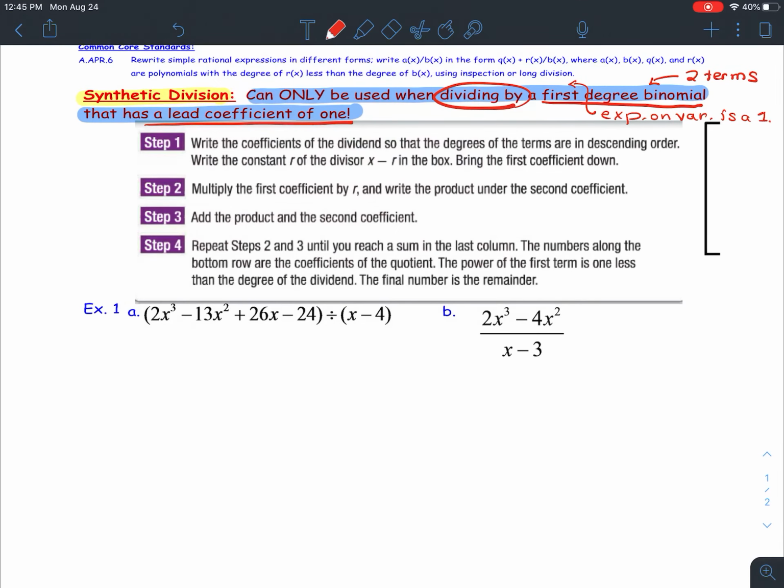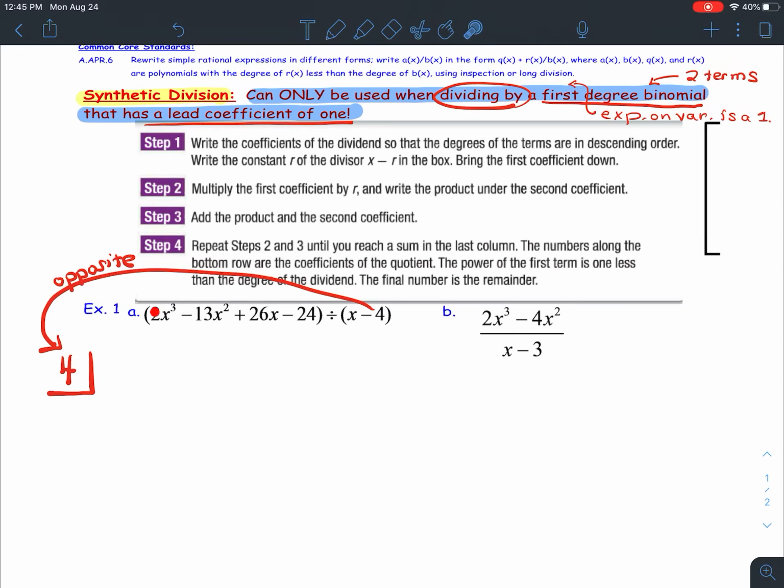Okay, the steps are listed right here, but I'm just going to kind of talk you through it. What you're going to do at the beginning is you're going to grab the constant that's in the binomial. It's a -4. You're going to make that the opposite sign. Okay, so I'm going to make that a +4, and I'm going to kind of enclose that in a little portion of what would look like maybe part of a box there off to the side, okay?